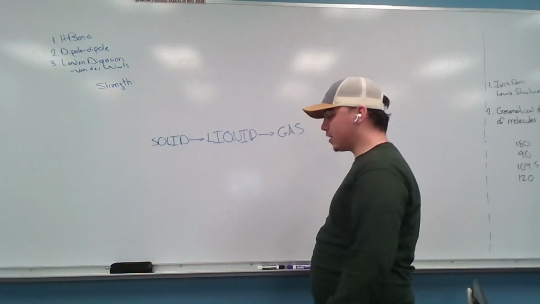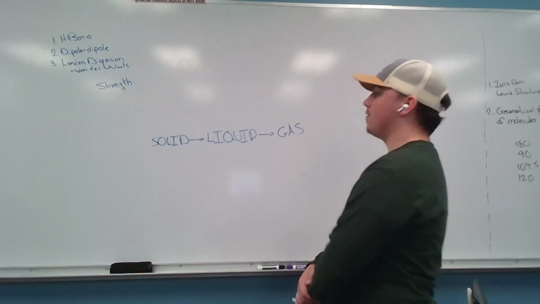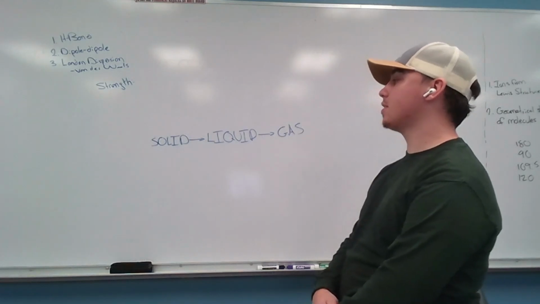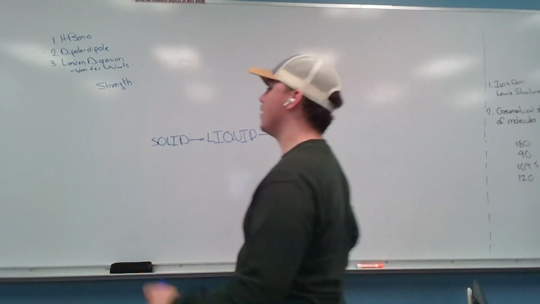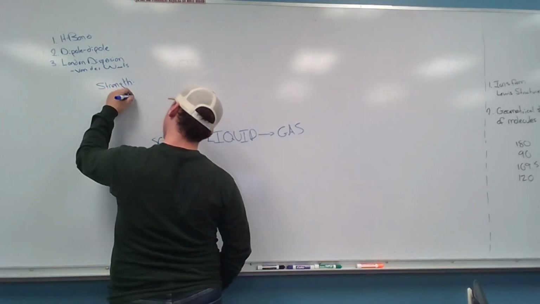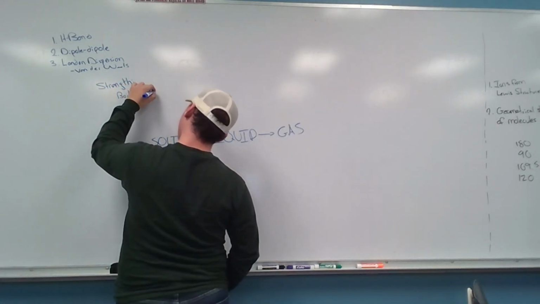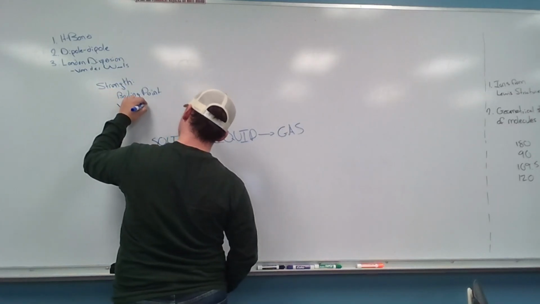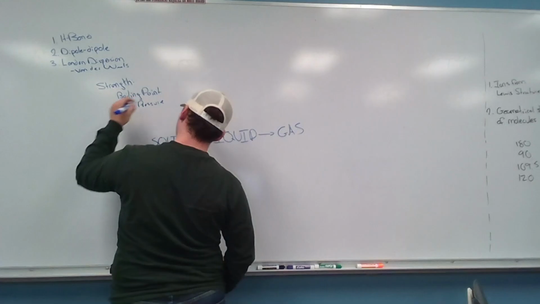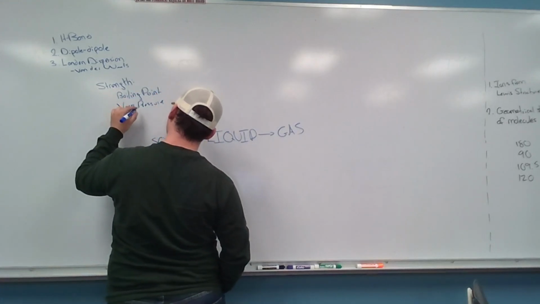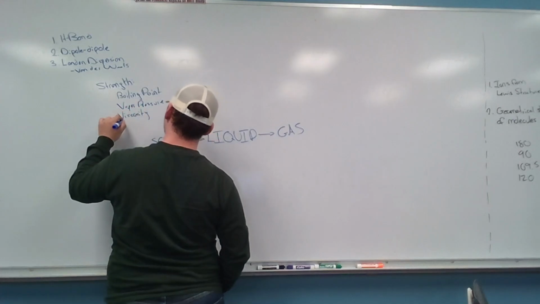Now the strength of the IMF determines if it's gonna change between these states. That's how it matters. So the strength of an IMF determines its boiling point, its vapor pressure. I'm still not really sure what vapor pressure is. It's going to determine its viscosity, and it's going to determine surface tension, which I feel like is the same thing.